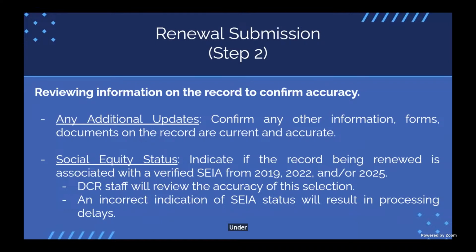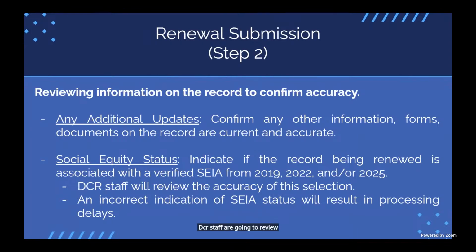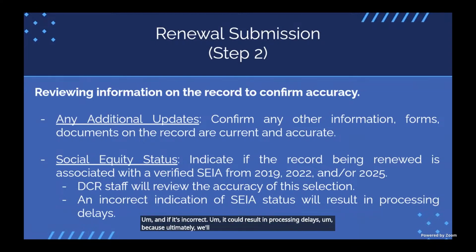LAMC code 10420. For general applicants, again, if you select that it's a social equity record, but it's not a social equity record, DCR staff are going to review the accuracy of your selection. And if it's incorrect, it could result in processing delays because ultimately we'll have to assess the fees and then generate the invoice.